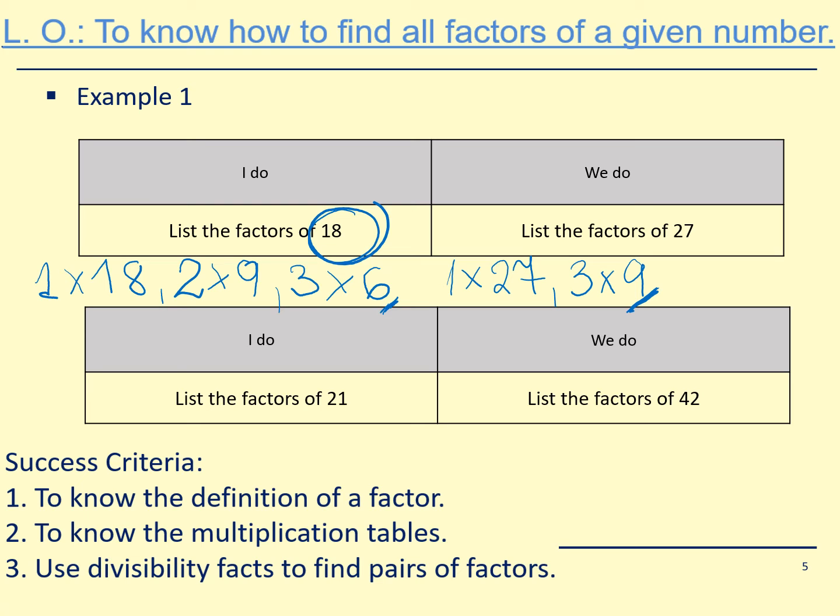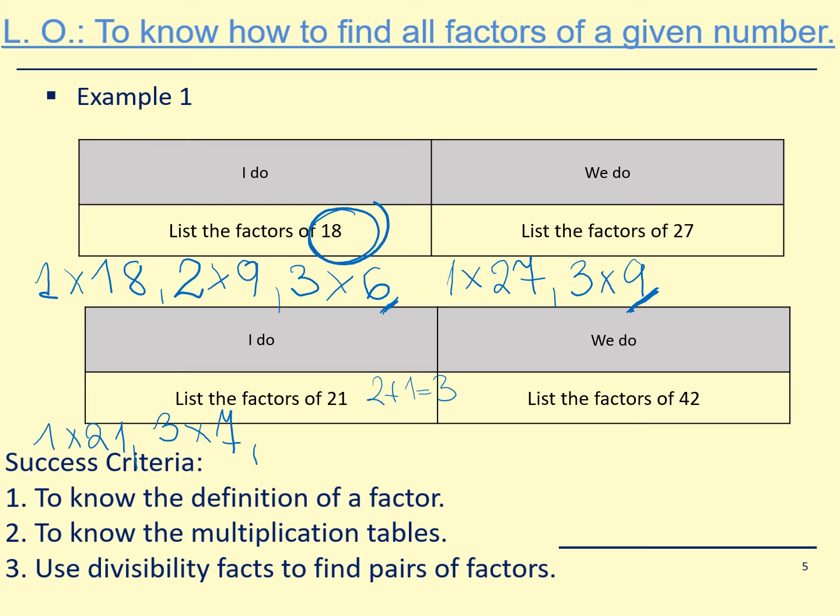Okay, now I will do another example, 21. 1 times 21. 2, no, it's not even. 3, 2 plus 1 is 3. 3 is divisible by 3, so it can be divided by 3. So what number can be paired up with 3? It's 7. 3 times 7 is 21.